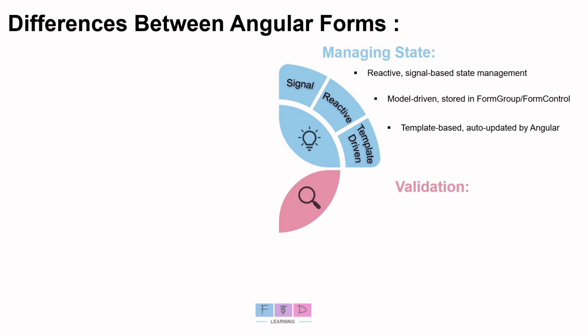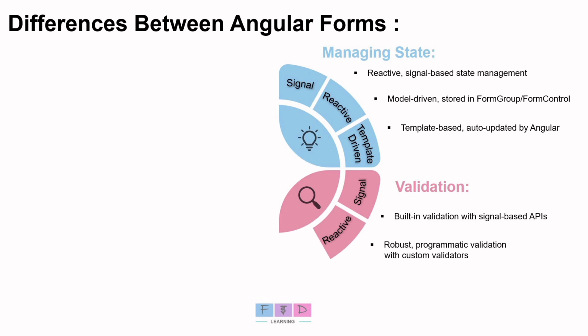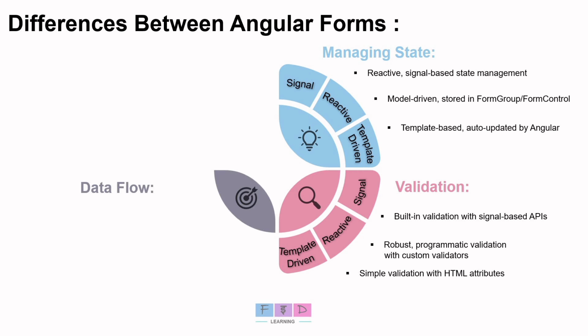Next, let's look at the validation differences. Signal forms offer built-in validations using a signal-based API, making it straightforward to validate form data reactively. And reactive forms provide robust and programmatic validation. You can create custom validators to fit your needs, giving you more control over validation logic. Whereas template-driven forms use simple validation with HTML attributes like required or pattern to validate form fields directly in the template. Next, let's explore the differences in data flow.